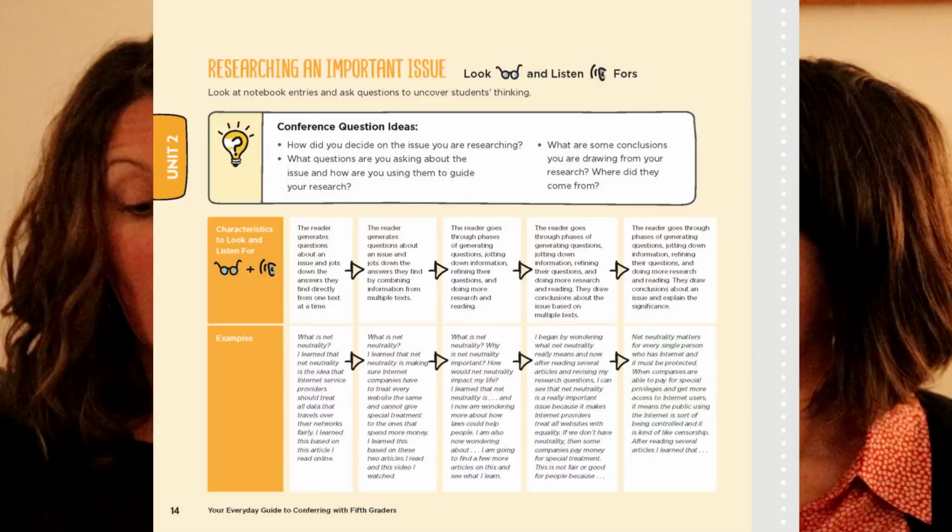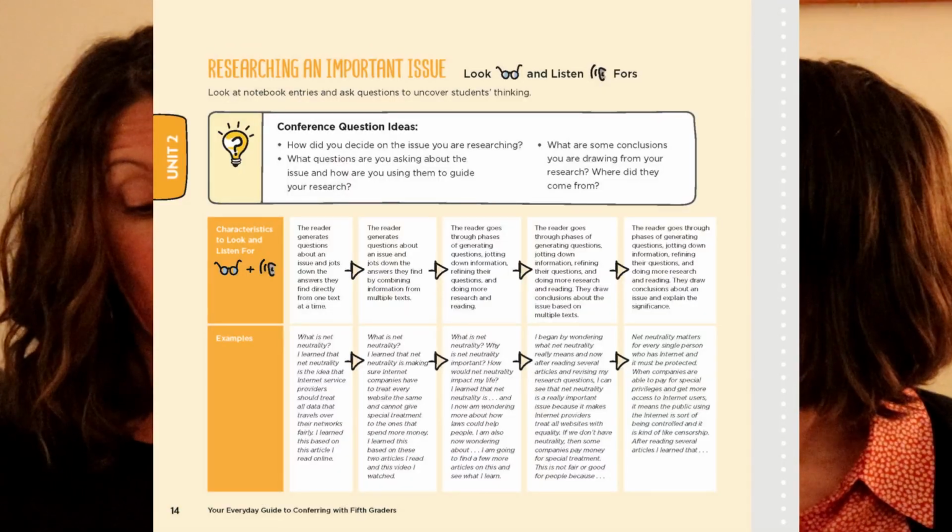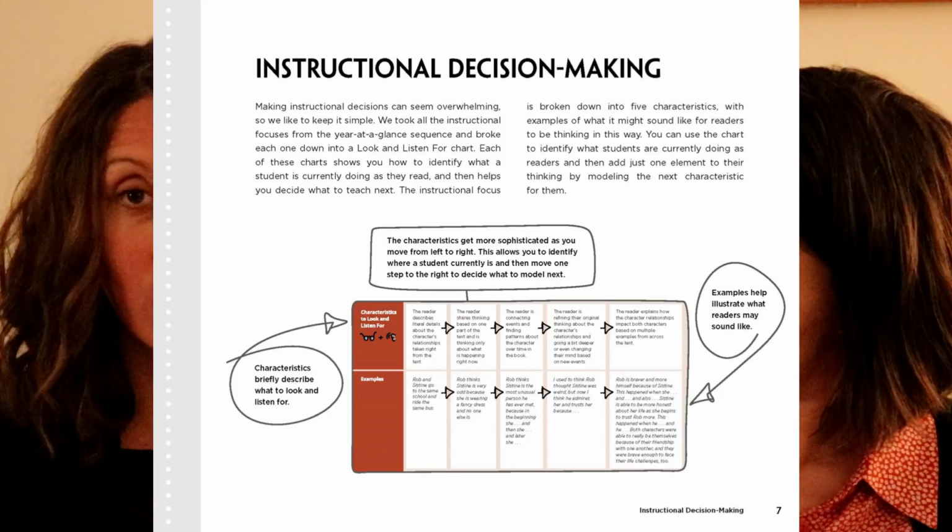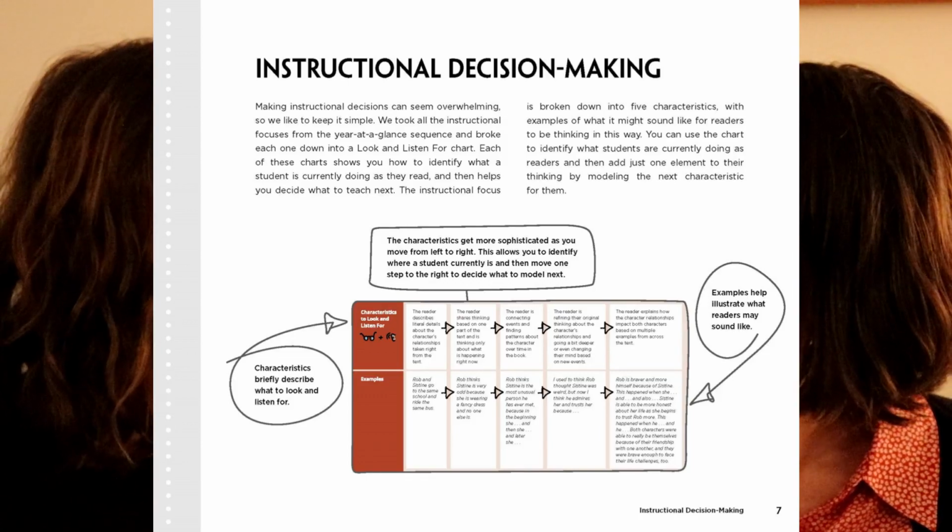Underneath that, the chart lists some characteristics of the kinds of thinking that students tend to do when it comes to that focus. So for example, I'm looking at one that's a 5th grade tool called Researching an Important Issue, and it breaks down the researching process across this continuum. And so the idea is that as a teacher, I'm listening, I'm getting to know the student, and I can identify the type of thinking they're currently doing. There's examples here for teachers, can reinforce it, and then I can just look right to the right on the chart to decide what to teach next.